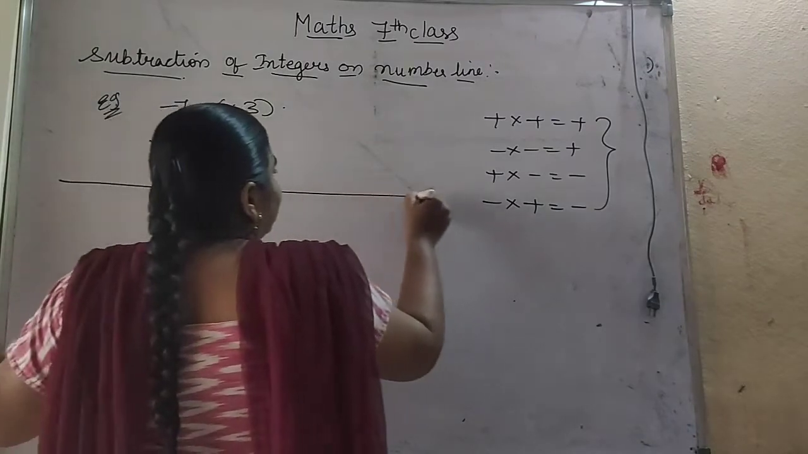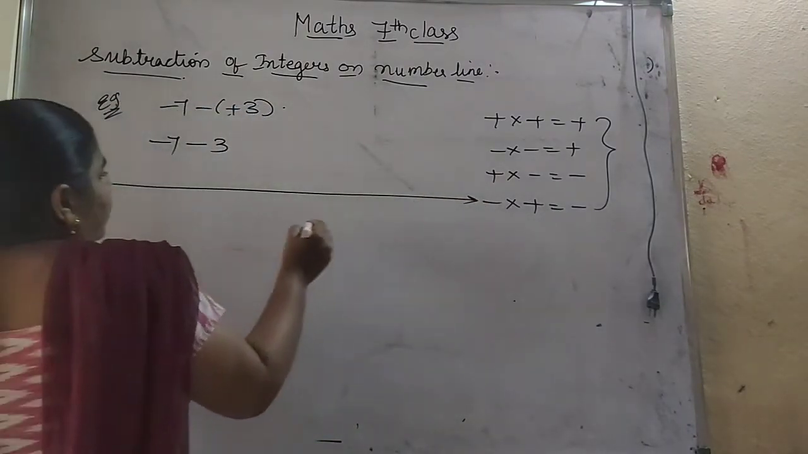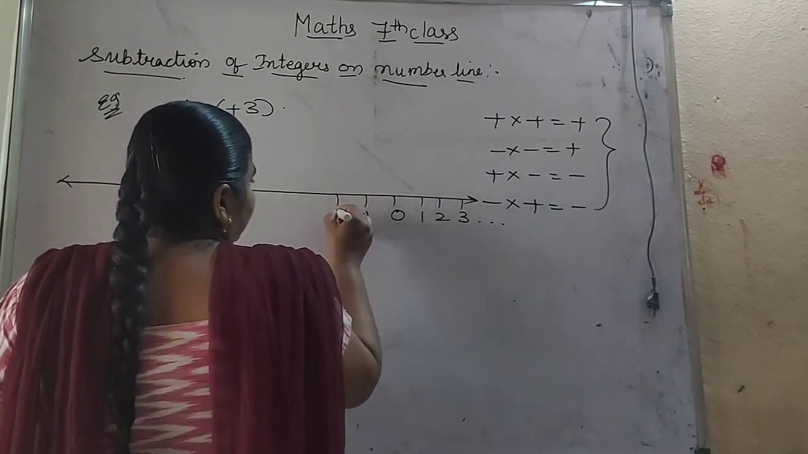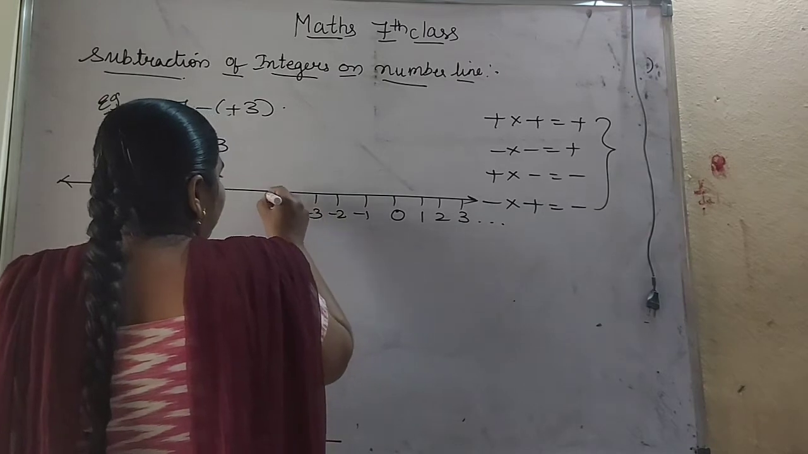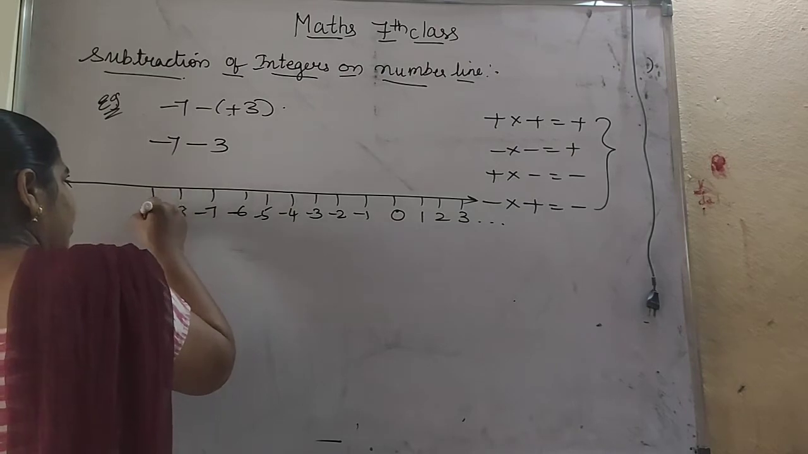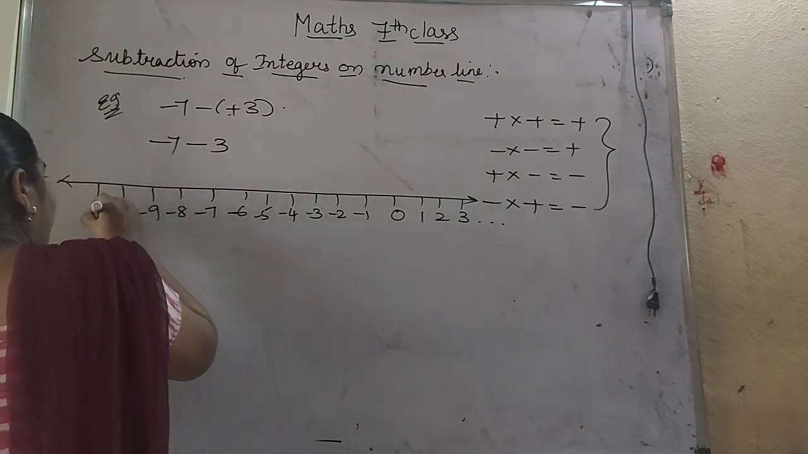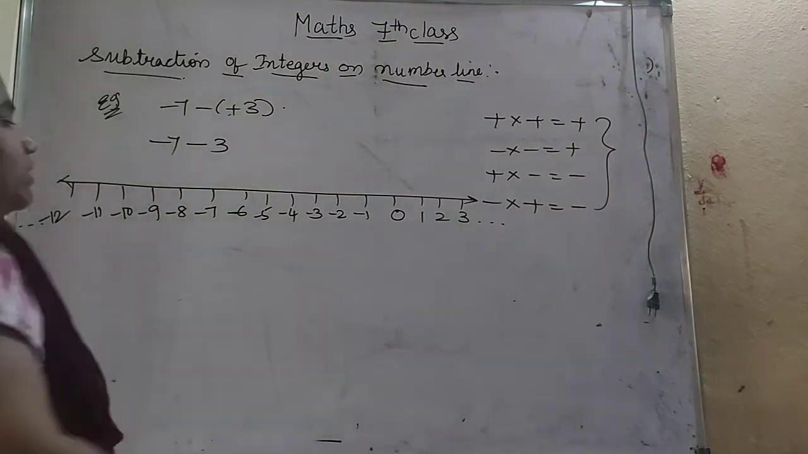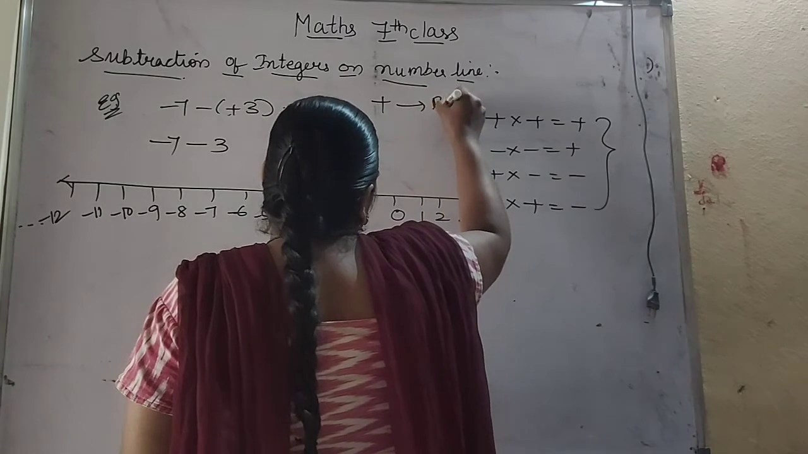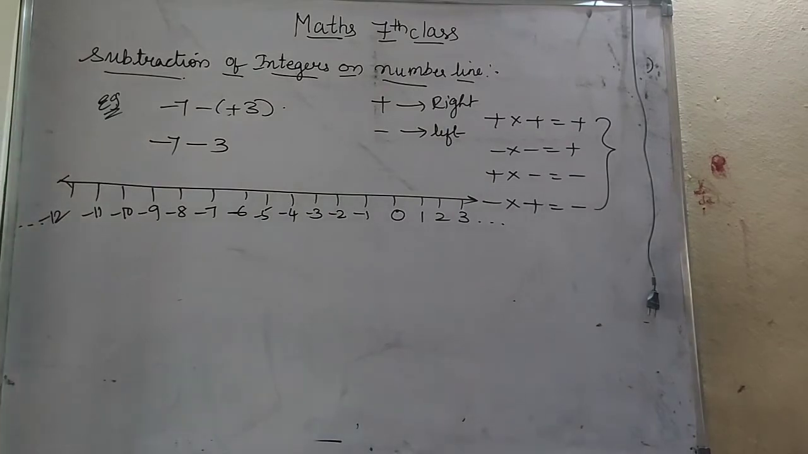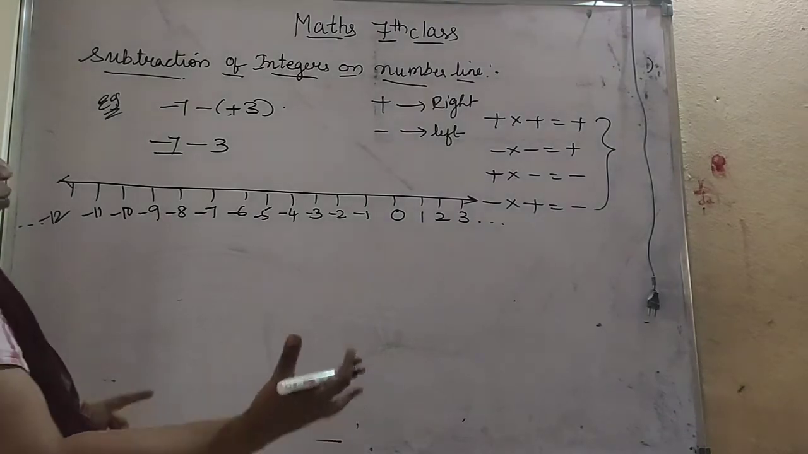So if you draw a number line, which number line will we draw? We will draw an integers number line and so on. Minus 1, minus 2, minus 3, minus 4, minus 5, minus 6, minus 7, minus 8, minus 9, minus 10, minus 11, minus 12 and so on. The first number, already I told you that if it is a positive value, we have to move to the right side, and if it is a negative value, we have to move to the left side. Okay, so first number is what? Minus 7. Minus is a negative value, so we have to move to the left side.